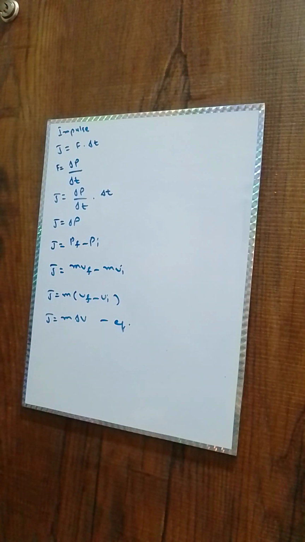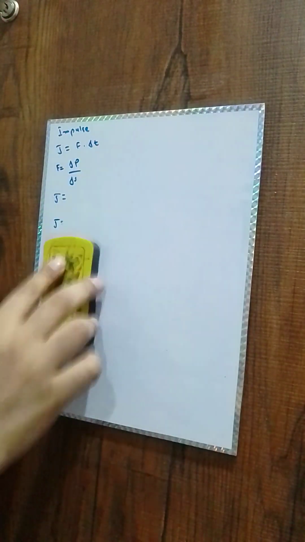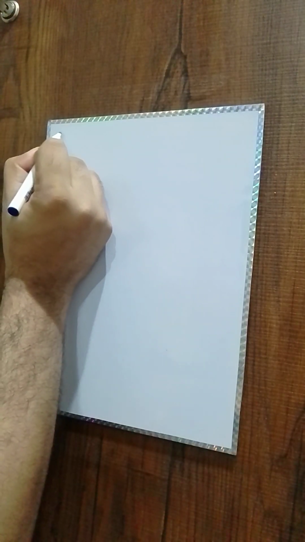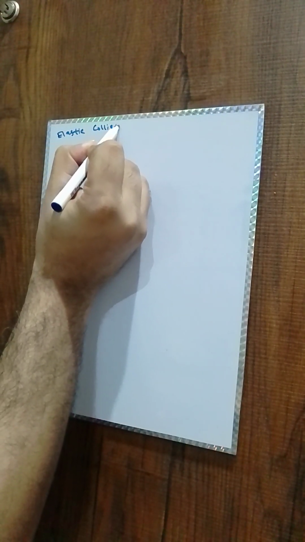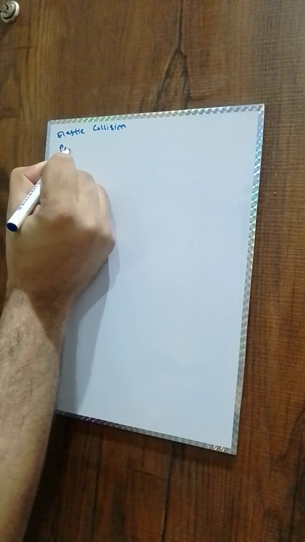Elastic collision. So the proposition once again is that momentum initial is equal to momentum final. Okay, elastic collision, and momentum final is equal to momentum initial.